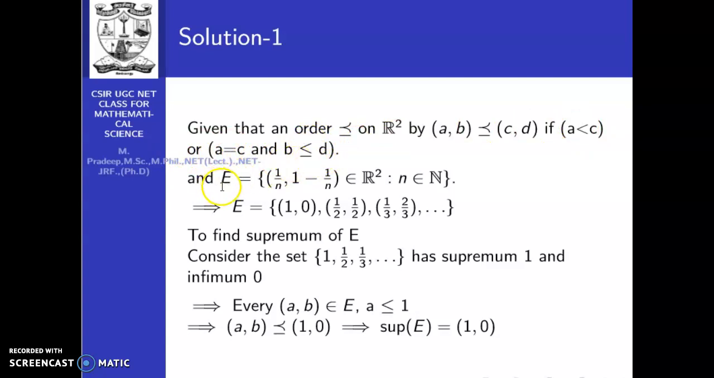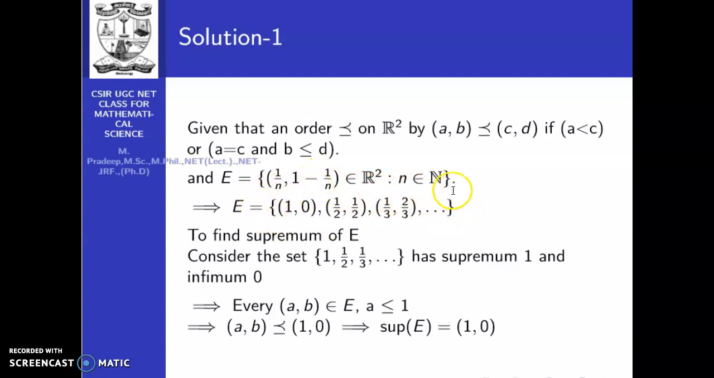Okay, so the given subset is E equal to the set of (1/n, 1 - 1/n), where n belongs to the natural numbers. When you expand this set, for n equal to 1 we get (1, 1 - 1), that is (1, 0). When you take n equal to 2, we get (1/2, 1 - 1/2), that is (1/2, 1/2). When you take n equal to 3, we get (1/3, 2/3), where 1 - 1/3 is 2/3, and so on.